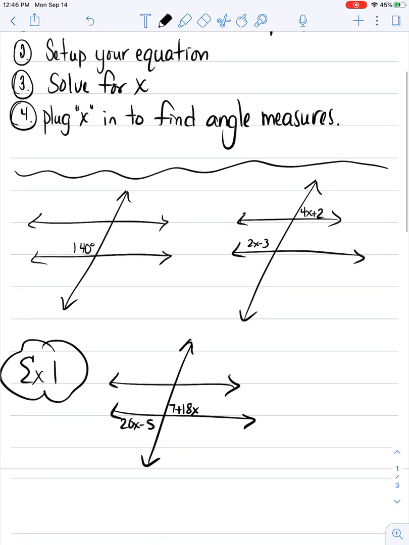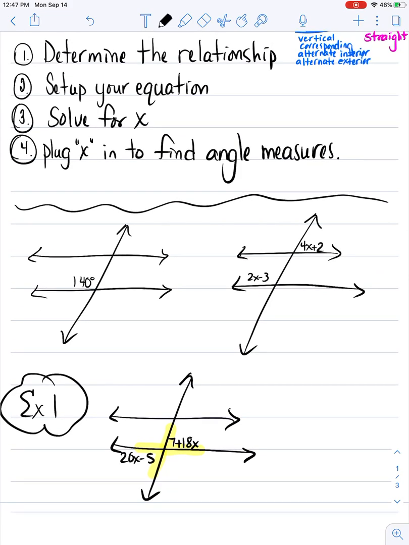So first, I want to identify the angle relationship I see. When I look here, I notice that they gave us two vertical angles. And I also know that two vertical angles are equivalent or equal. So I'm going to use that to do number 2 of my steps, which is set up your equation. So I'm going to set up 20x minus 5 equals 7 plus 18x. So I've used that angle measure to set up my equation. Now I can solve for x.